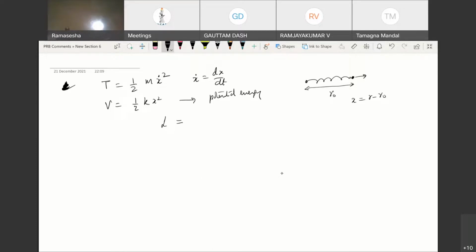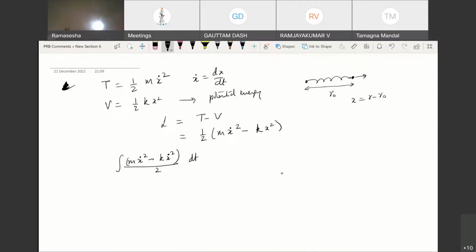The kinetic energy is half m x dot squared, and the potential energy is half k x squared. So L is equal to T minus V, which is half of m x dot squared minus half k x squared. And I have to minimize the integral of half m x dot squared minus half k x squared dt in going from t1 to t2. So I have L given.